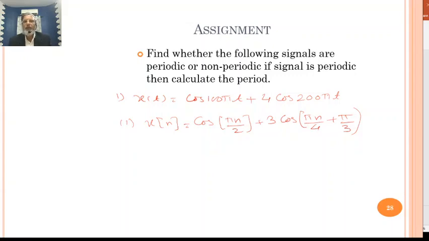Then we studied the periodic signal and the non-periodic signal. A signal which repeats itself after a certain interval of time for infinite time is called a periodic signal. And a non-periodic signal does not repeat itself after a certain interval. Thank you. We stop here.